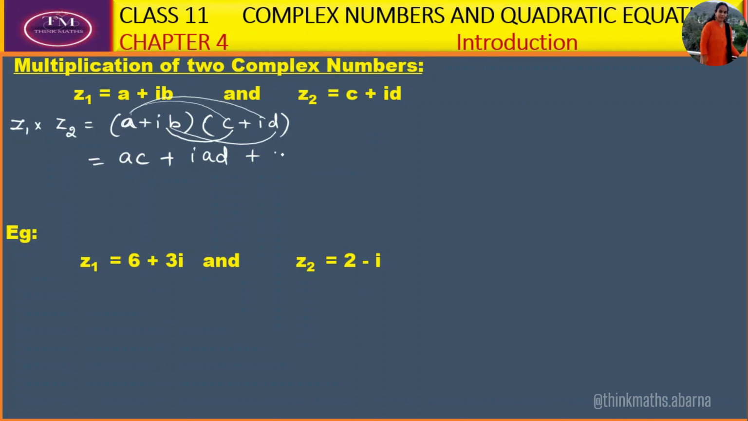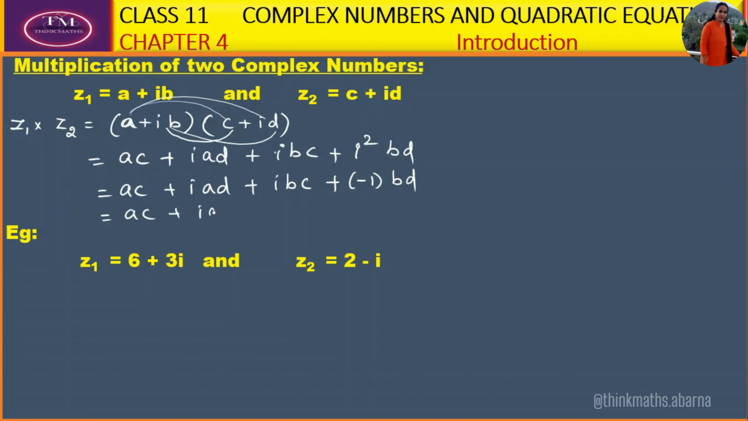Okay. Next, this iB into C, iB into D. So iB into C is iBC plus iB into iD, i into i, you will get i square, B into D is BD. So AC plus iAD plus iBC. What is i square? I square, we all know that it is minus 1. So now we will have AC plus iAD plus iBC, plus into minus is minus, minus BD.